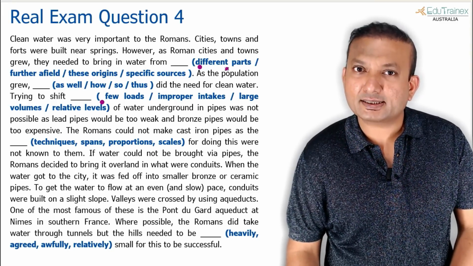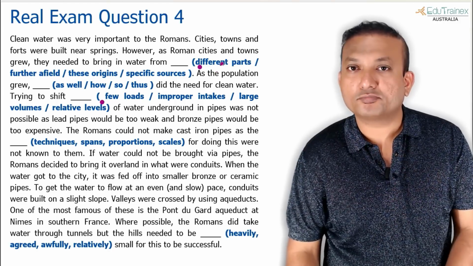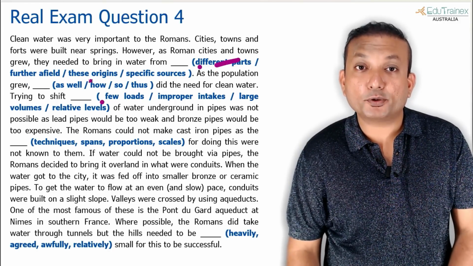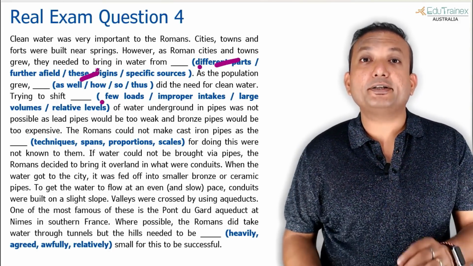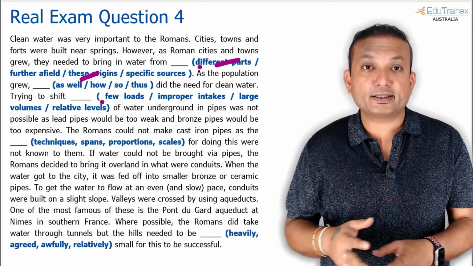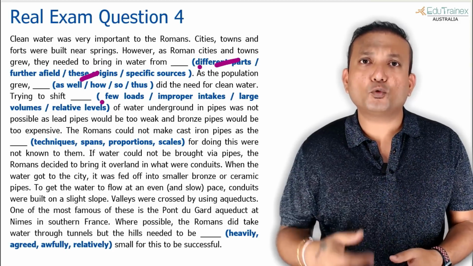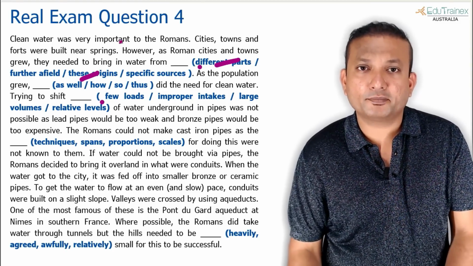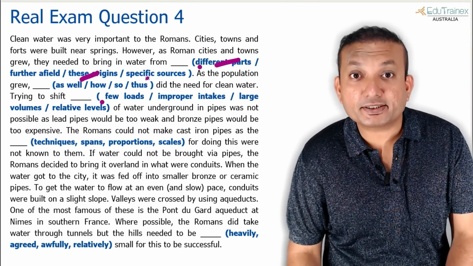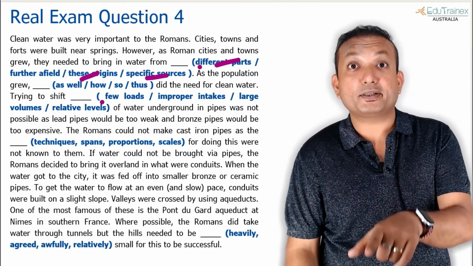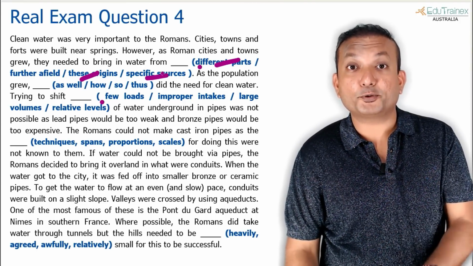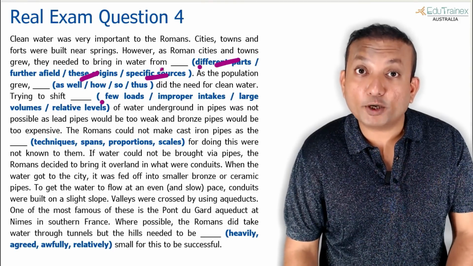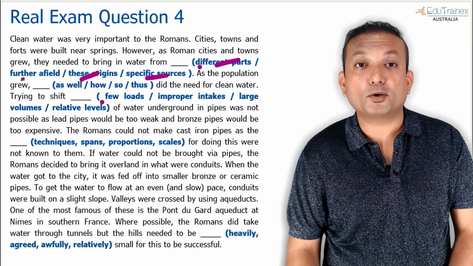From different parts. Different parts of what? Not a complete sentence. From these origins. Which origin? It's not even giving these origins. However, Roman cities and towns needed to bring in water from these origins. Which origin? No context. From specific sources. See this collocation-based combination that I told you. Specific sources. Again, it's a little vague. Which sources it is not talking about.